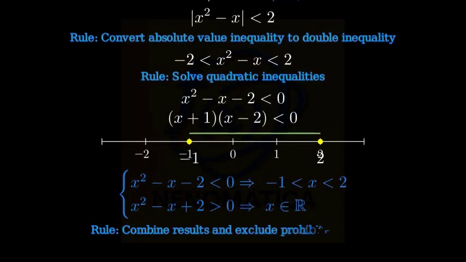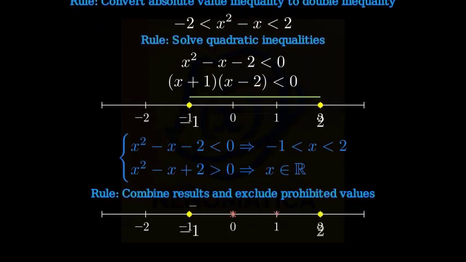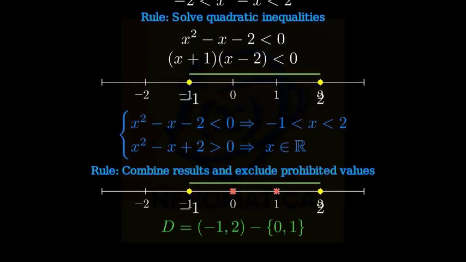Now, we need to combine our results. From the quadratic inequalities, we found that x is in the interval from negative 1 to 2. But remember, we also need to exclude the values x equals 0 and x equals 1. Therefore, the solution set D equals the open interval from negative 1 to 2 minus the set containing 0 and 1.